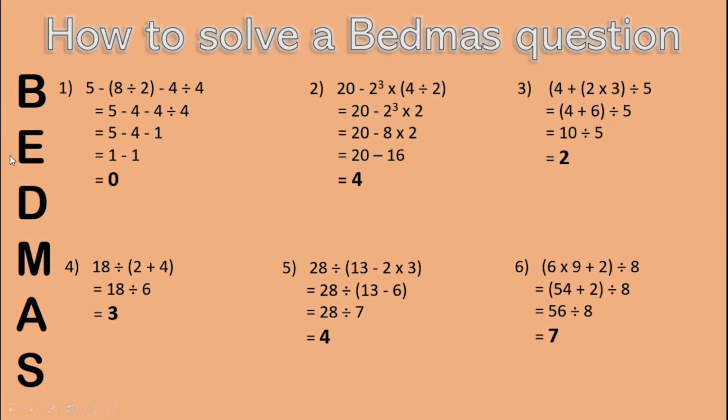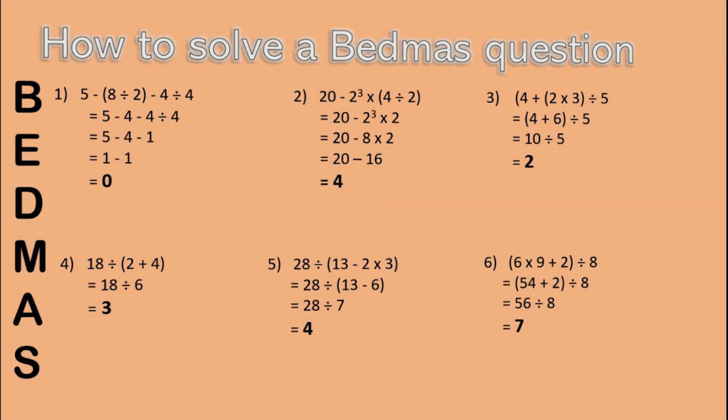Now, if you look at BEDMAS, we actually saw that the D and the M and the A and the S have actually special rules, because so far what we've seen is that each of the questions have only one of these operations. But what happens when we have both? And that's what we're going to see now.